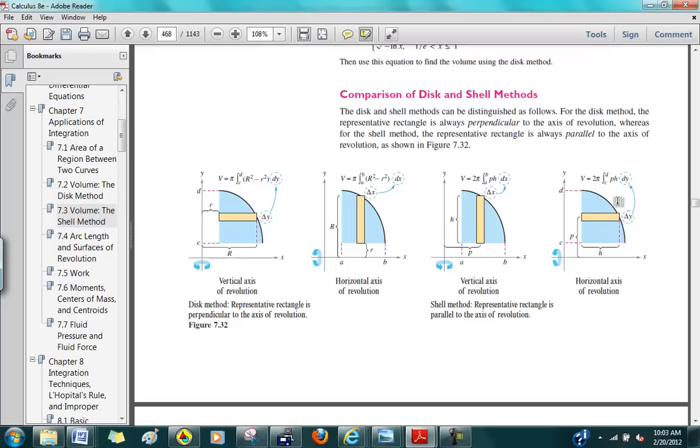Now the things to notice for the shell method particularly, and you have the same sort of things going for the disk method. For the shell method, p represents the distance of the midpoint of the rectangle from the axis of rotation, and h is the height of the rectangle. Coming into the shell method, r is the radius. How do we describe this?